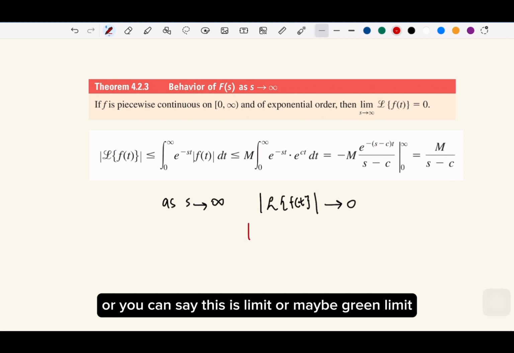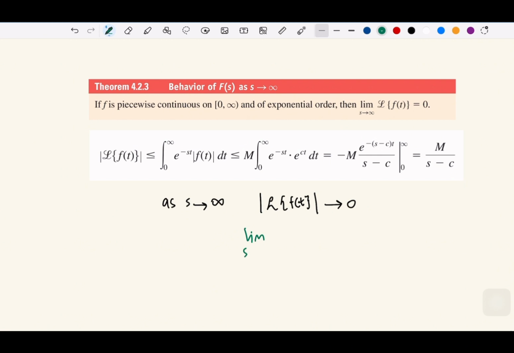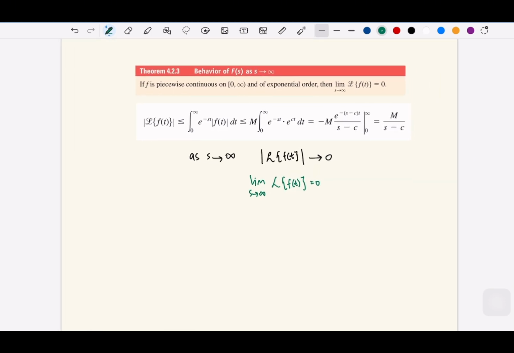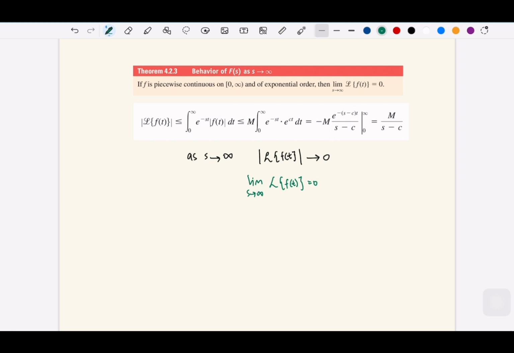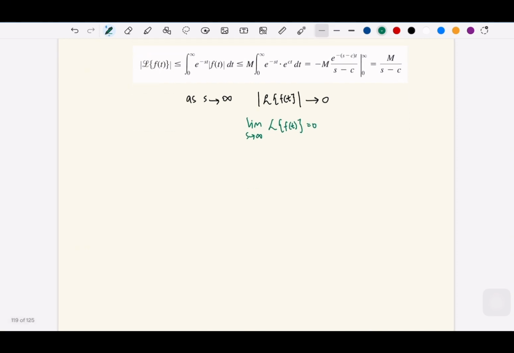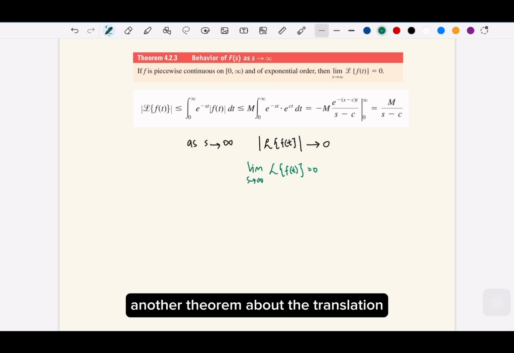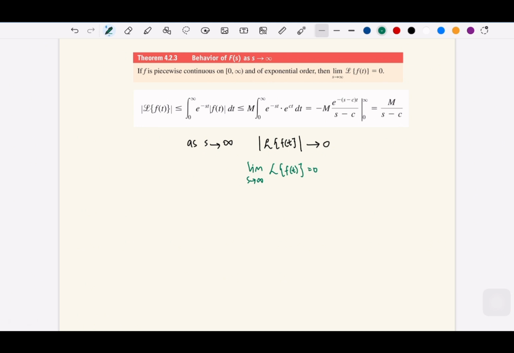Or you could say this is the limit, or maybe let me write it in green, the limit. Okay, so the next section will be another theorem about translation.